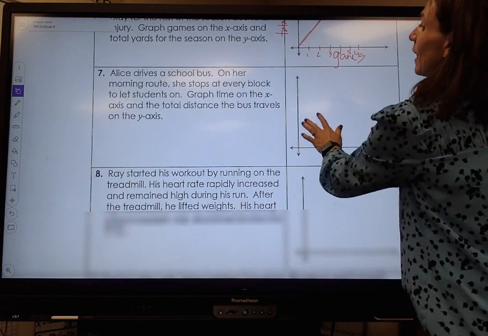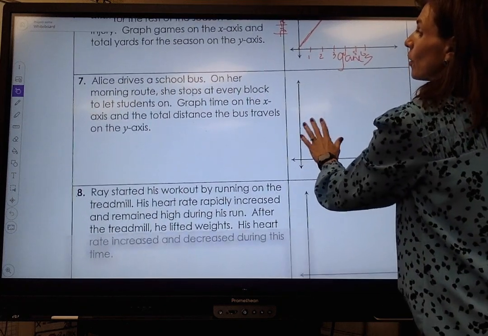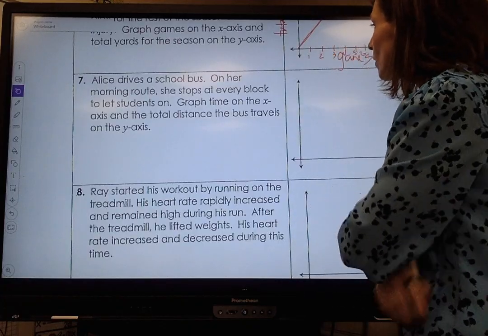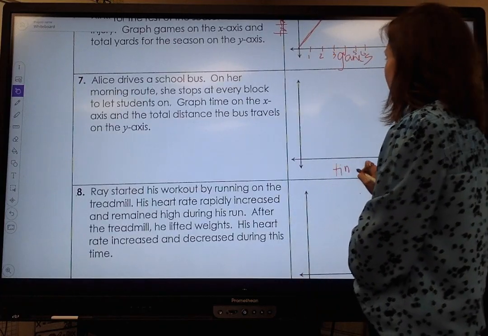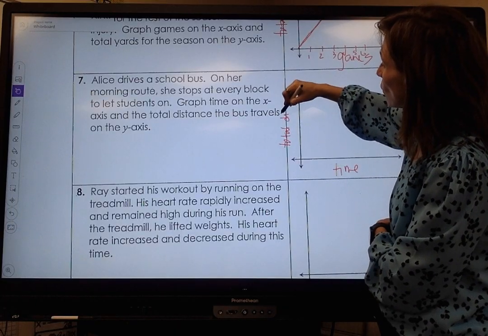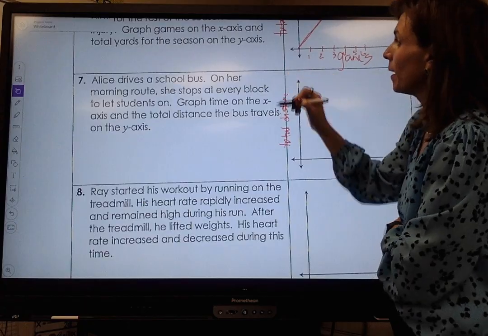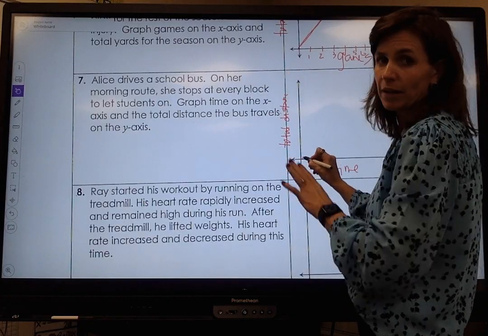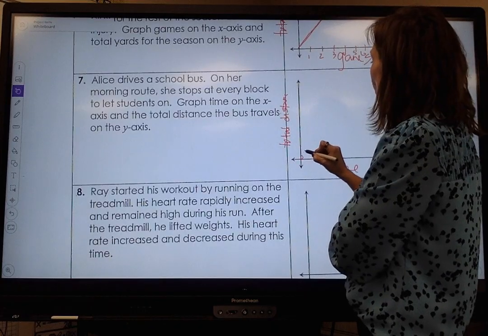All right, let's look at Alice. Alice drives a school bus. On her morning route, she stops at every block to let students on. We are going to graph time on the x-axis and total distance. So this is total distance. So she's driving a school bus. So as she's driving, coming out of the bus barn, she's driving.